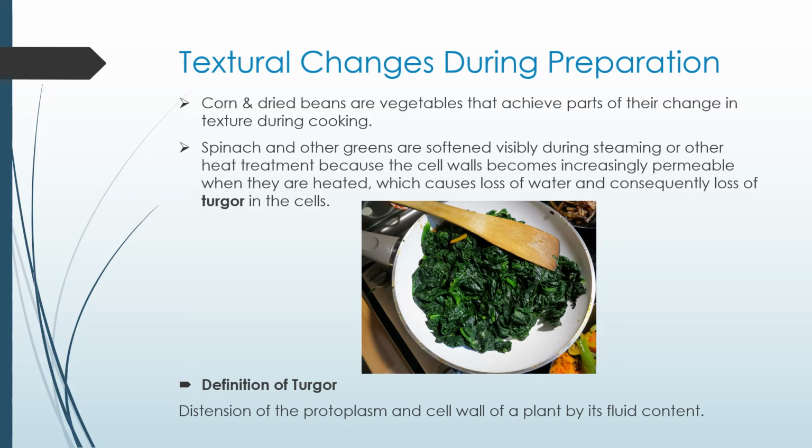What is turgor? It is the distension of the protoplasm and cell wall of a plant by its fluid content. So, turgor or turgor pressure may refer to the pressure that is held in the cell wall of the plant.